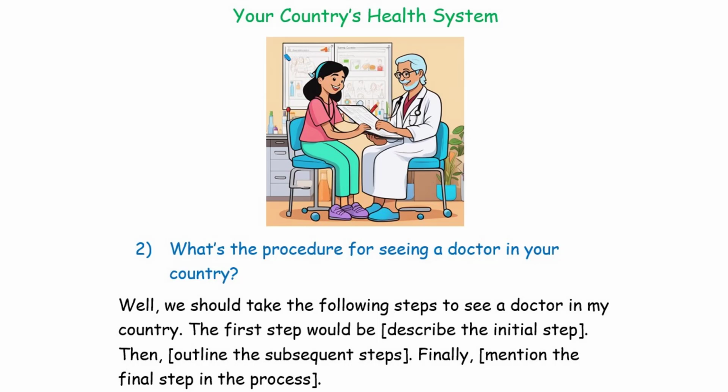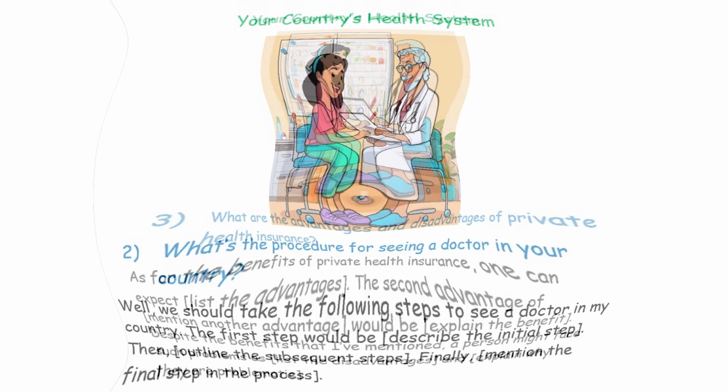What's the procedure for seeing a doctor in your country? Well, we should take the following steps to see a doctor in my country. The first step would be to schedule an appointment either by phone or through an online booking system. Then, upon arrival at the clinic or hospital, we are expected to check in at the reception desk and provide relevant personal and insurance information. Finally, the patient will be called in to see the doctor for their consultation.